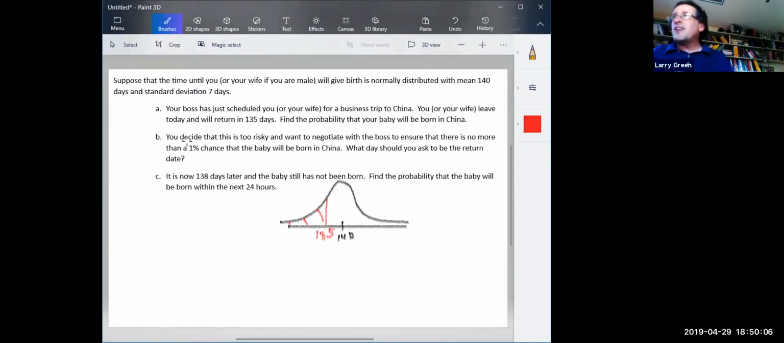So you decide that this is way too risky, and you're going to negotiate with the boss to ensure there's no more than a 1% chance the baby will be born in China. Wouldn't that sound better if there was only a 1% chance that bad things happened? The baby's not going to die being born in China, but it's not good. What day should you ask the return date to be? Any questions on the question?